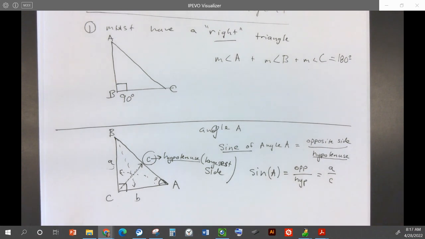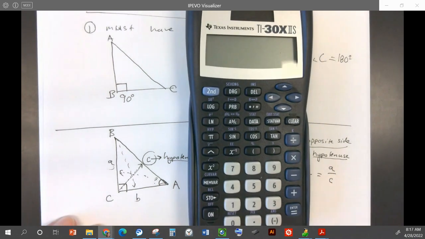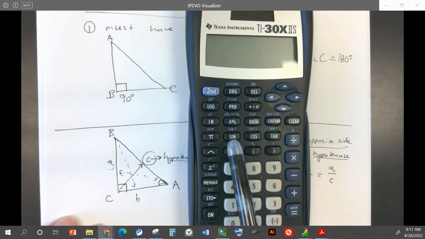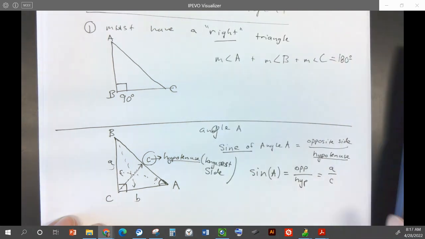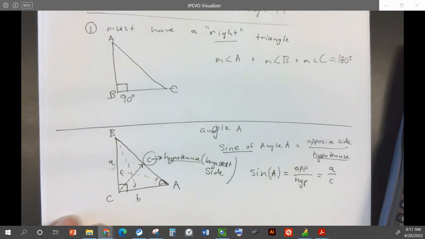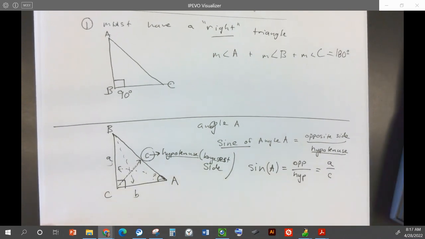Let me grab a calculator and show you. On my calculator, there is our sine, cosine, and tangent. Right now, these always have to go with the angle. Sine of the angle equals the proportion of the sides. Don't get those confused. All right, so that's sine.